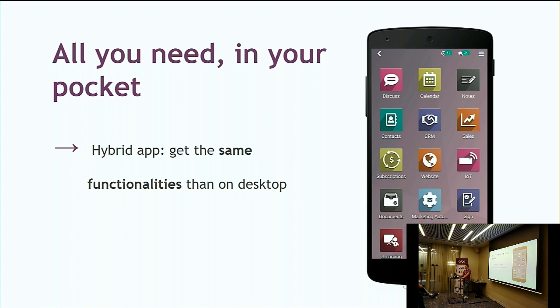And even if you have, for example, some customization that you can do with Odoo Studio, if, for example, you add some new fields, additional fields on the contact form, or if, for example, you change the view of the list view of all your products, those customizations also are included and are displayed in the mobile version.